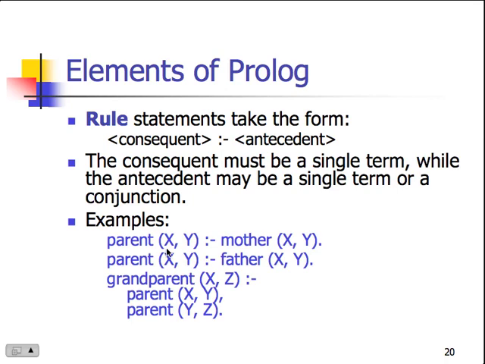Here's an example. parent(X, Y) is a mother(X, Y). parent(X, Y) is also a father(X, Y). So we have two that lead up. So we can search for parent and mother as separate questions or separate queries. grandparent(X, Z), well, this is going to be equal to parent(X, Y) and parent(Y, Z). So we can come up with two different combinations from both sides to equal the grandparent.